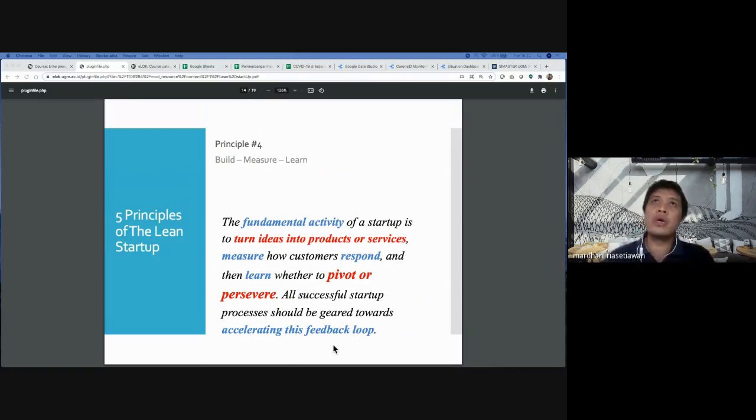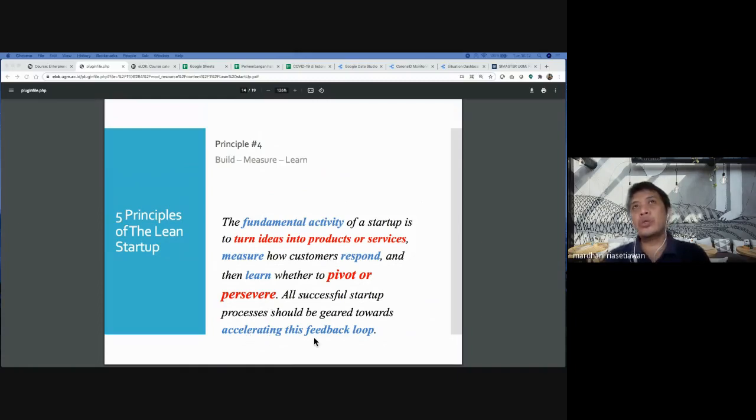I think all the startups that are now successful and on a good track, especially those that become unicorns and decacorns, have followed this path. They go to the customer, see the response, and learn what the customer wants. If necessary, they pivot. If necessary, they focus more, and then they accelerate the business with this feedback.